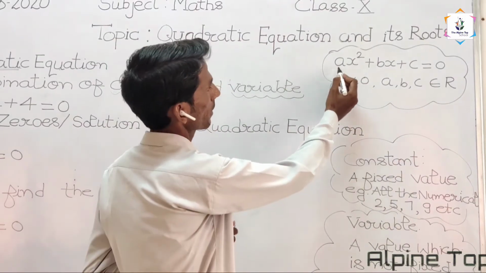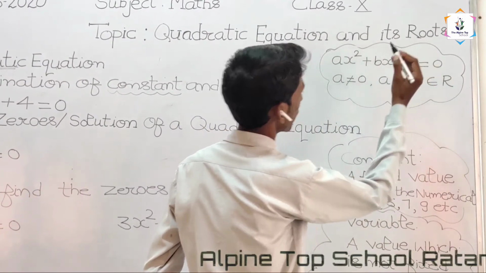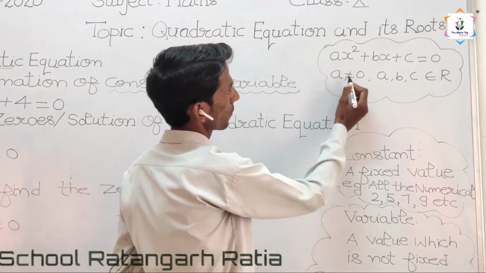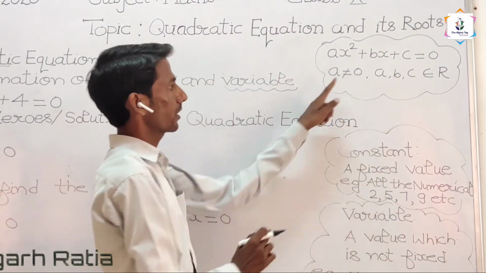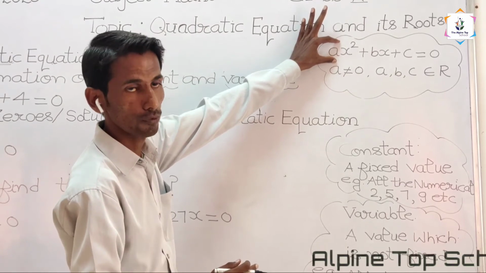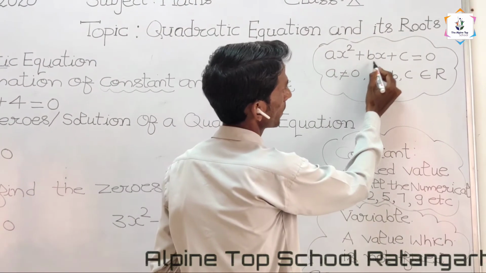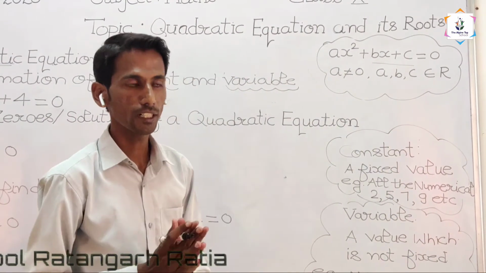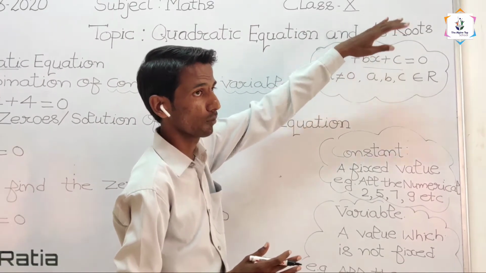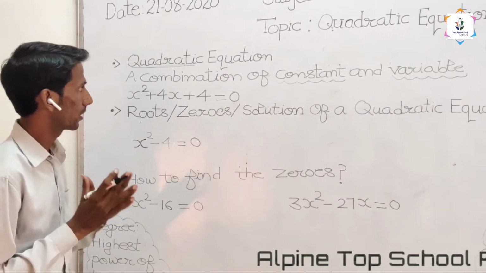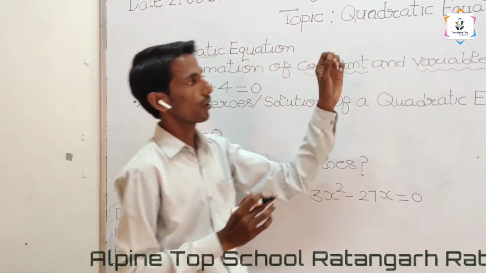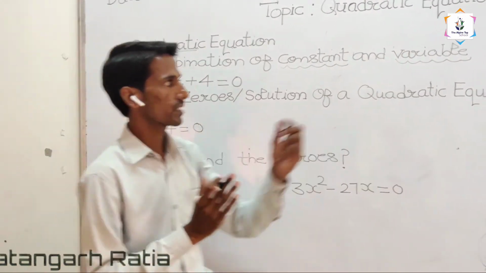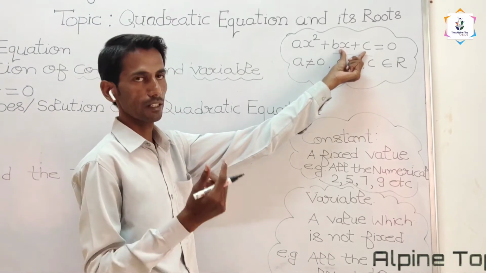That's why, see students, ax square plus bx plus c is equal to 0 is the mathematical form of a quadratic equation. Here a is not equal to 0. What's the reason behind it? If a is equal to 0, this term is removed. On the left side we have bx plus c, which is in linear form, not quadratic form. Because for a quadratic equation, the highest power of the variable, indirectly the degree, must be 2.